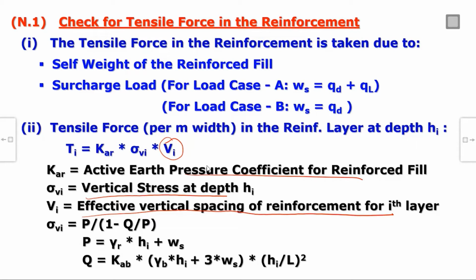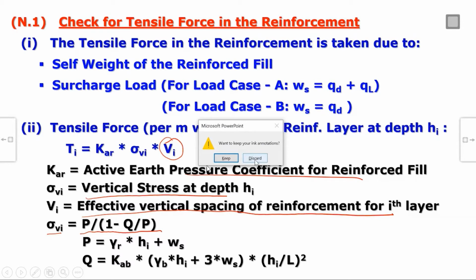I already told you, because normally your reinforcement spacing is not constant throughout, because your forces are not constant. So that's why one value will not be there. You take half of the value above and half below and then add them for every layer. And sigma Vi, there is a formula given there. This is based on simple earth pressure calculations, but rather than drawing, this is given as P divided by 1 minus Q by P. P is gamma R into Hi plus Ws.